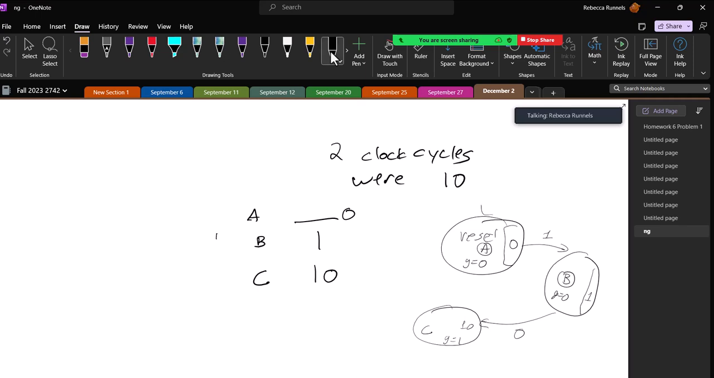Going back to state A, if I got a 0, I would go back to A. If I'm in B and I get a 1, I go back to B. Did y'all see that? And if I'm in state C, if I get a 0, that brings me back here. And if I get a 1, that brings me here. So A, B, C.